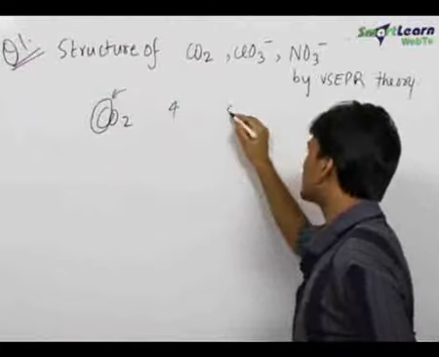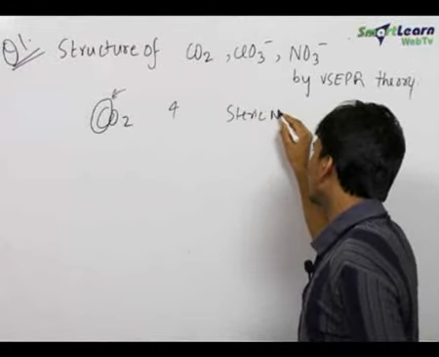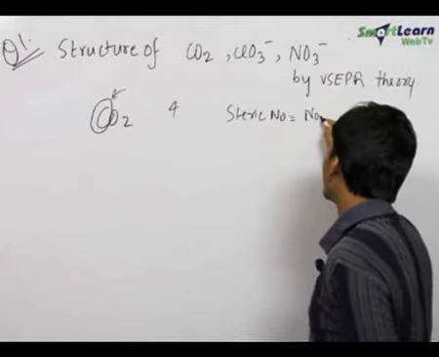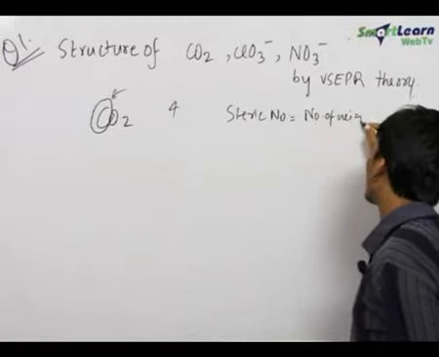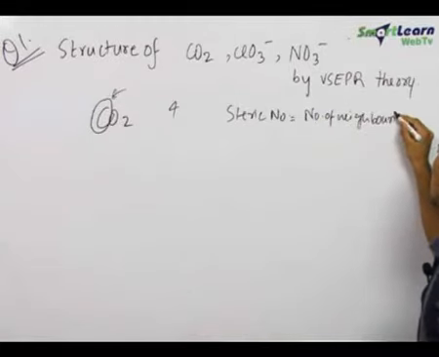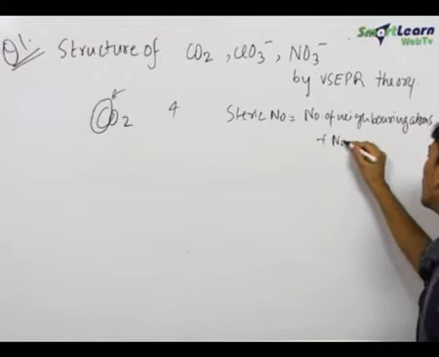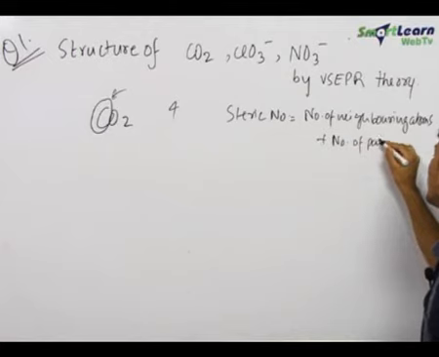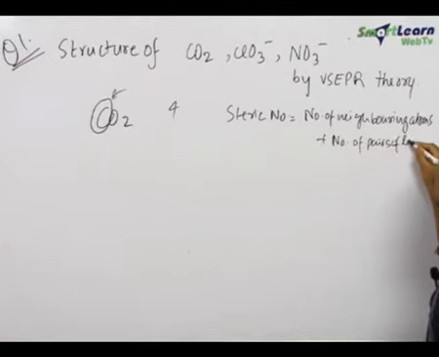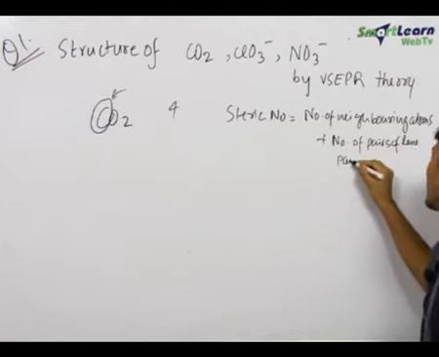In this method, you should always first find out the steric number. Steric number is equal to the number of neighboring atoms plus number of lone pairs on the central atom.